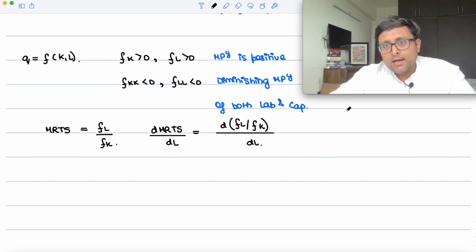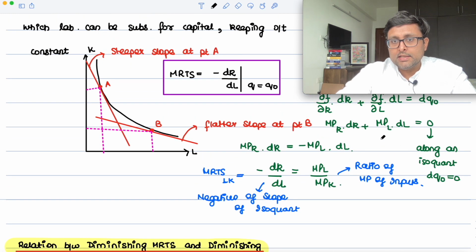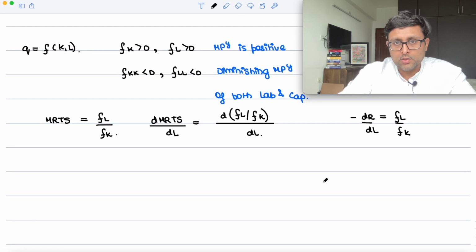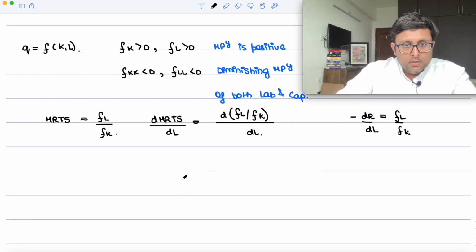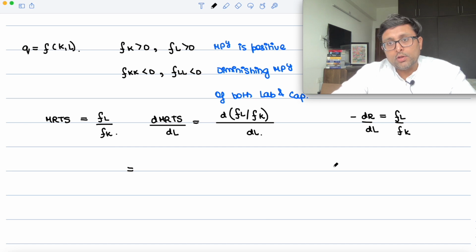Guys, I hope you also remember this, that minus dK by dL is equal to FL by FK. This you derived in the last class. Minus dK by dL is equal to MPL by MPK, which is FL by FK, right? Use the quotient rule, beta. For this, use the quotient rule on FL by FK.